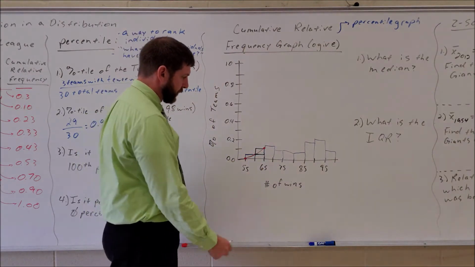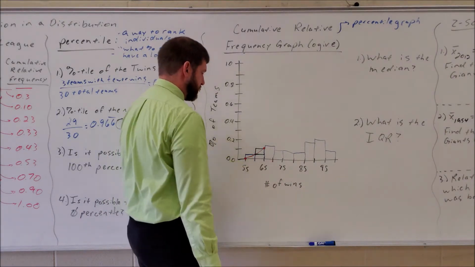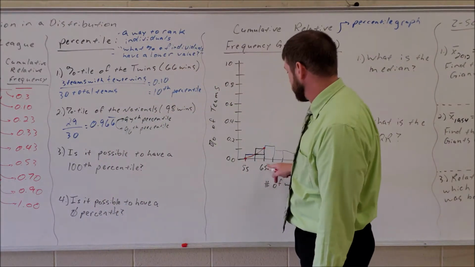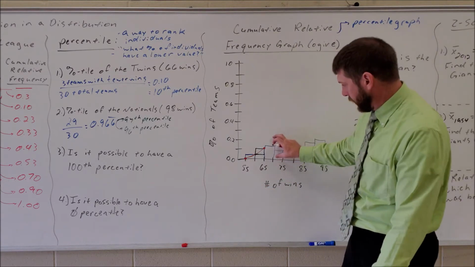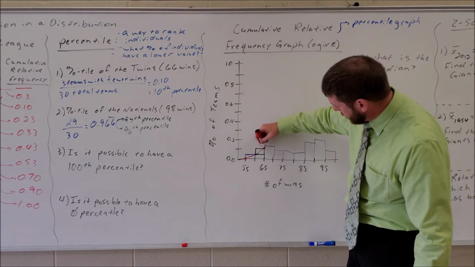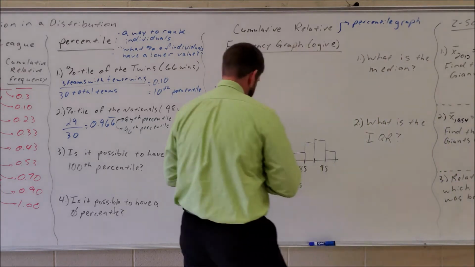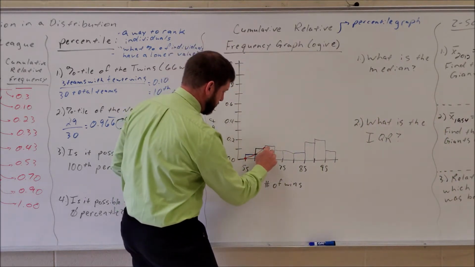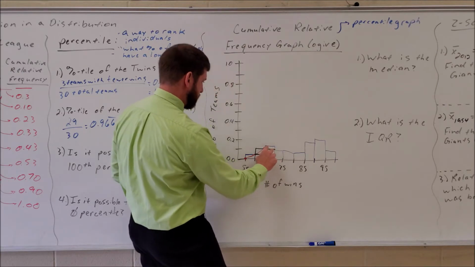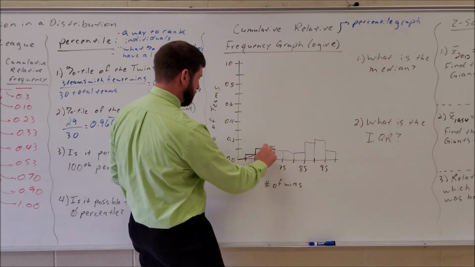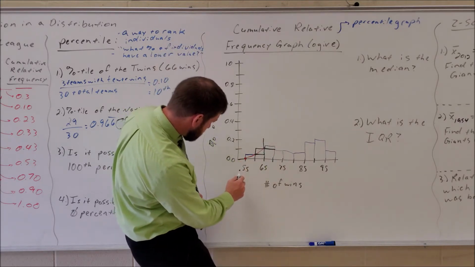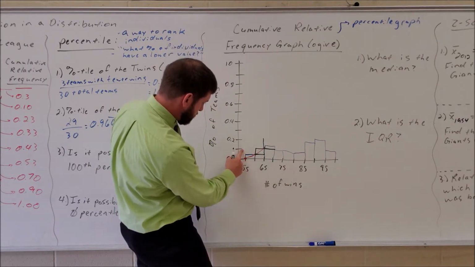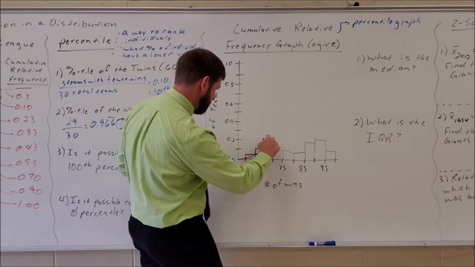Okay. Now the next interval, the 65 to 70 group, that was 13%, right? That was a big old jump. So I'm at 10. Well, I'm now going to shift up 13%. So from 10 to 13 is going to put me at 23%.